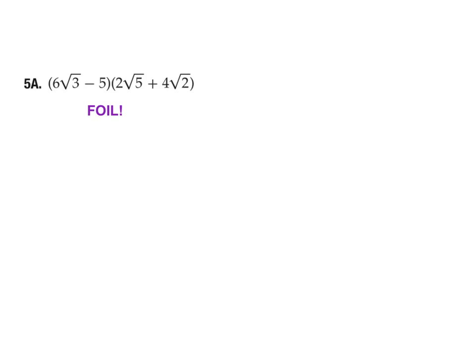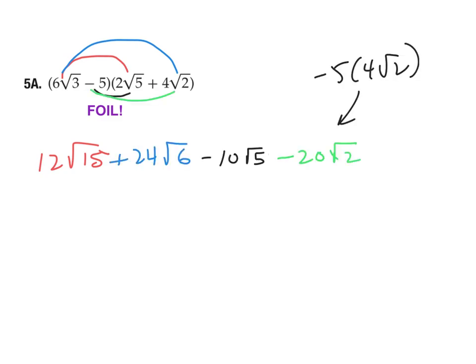Regular foil with radicals. My first multiplication, I'm going to multiply 6 root 3 times 2 root 5. So I multiply the outsides together and the insides together. What does that give me? Look, 6 root 3 times 2 root 5. What is this going to give me? 12 root 15. Very good. Then I'm going to take 6 root 3 times 4 root 2. What is that going to give me? 24 root 6.